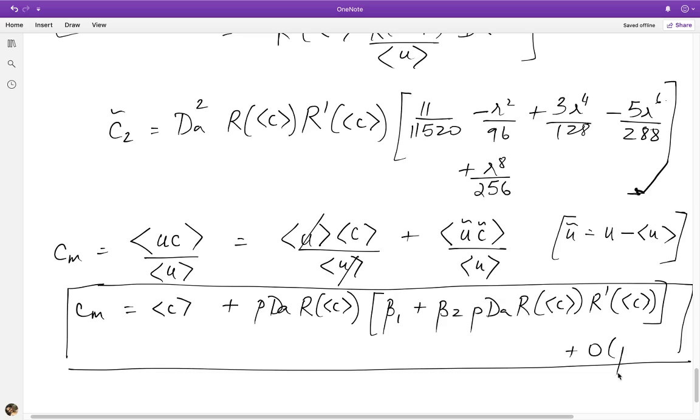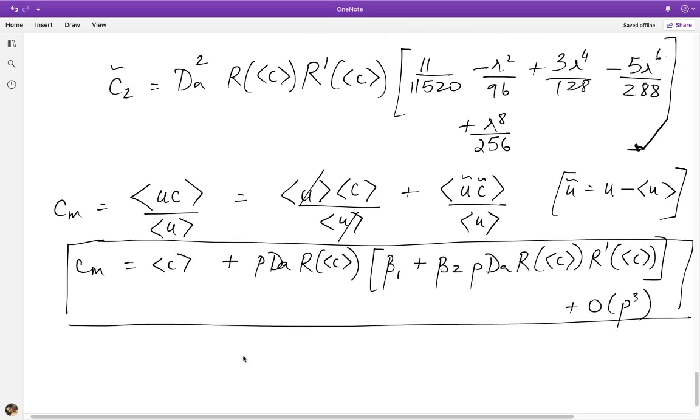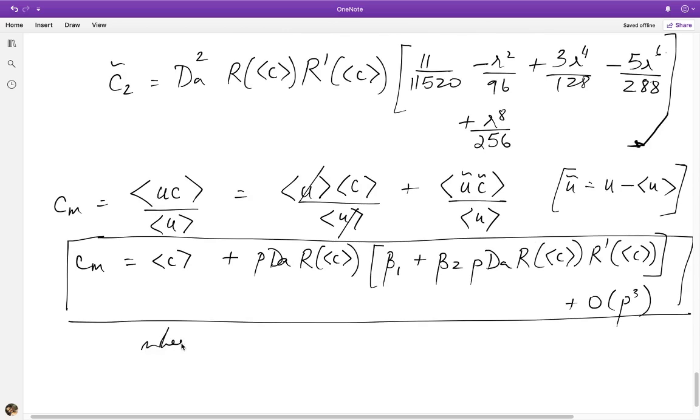And this is of course up to order P cube. So you see I have order P terms which involve this beta 1, I have order P square terms, and order P cube terms I have neglected here, where these various constants are given as follows. Beta 1 is 1 by 48, it's the same number you got in the previous lecture. Right? This term actually is intimately involved with the dispersion coefficient, whereas these new terms are different now. These are higher order terms coming from the presence of possibly a second order reaction.